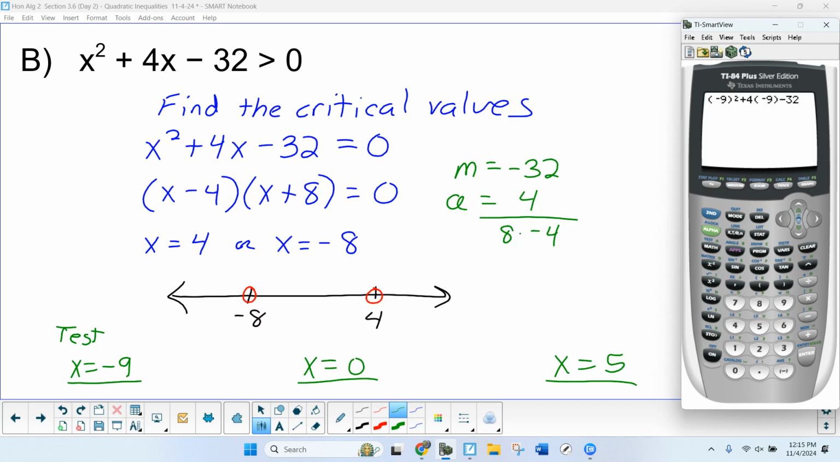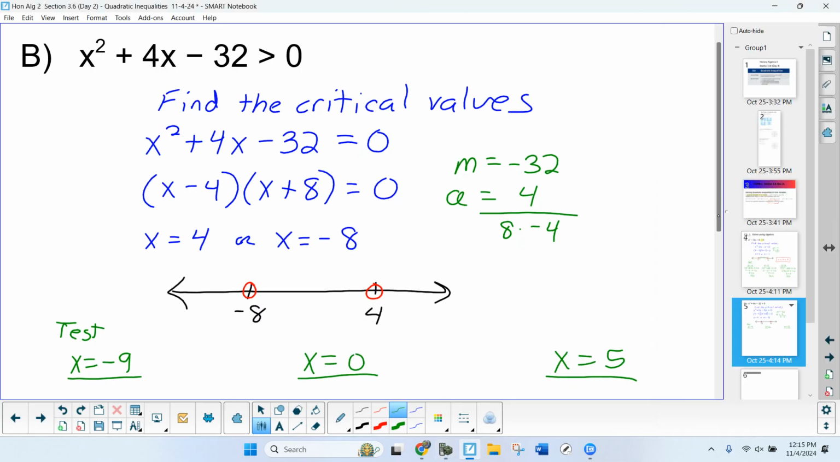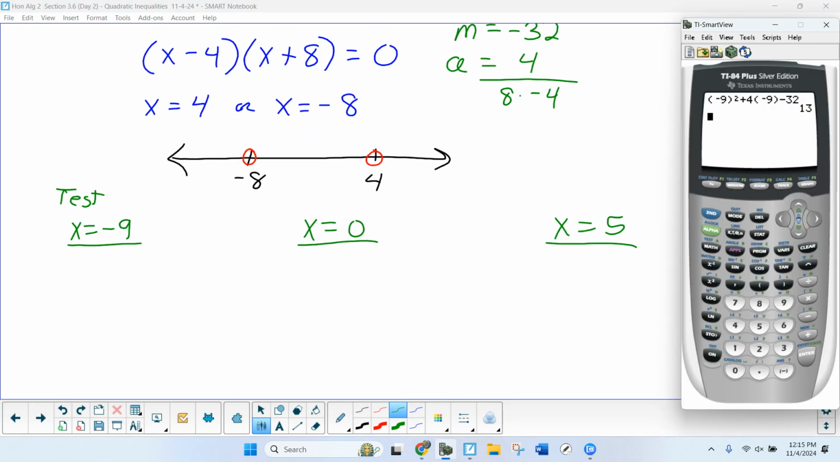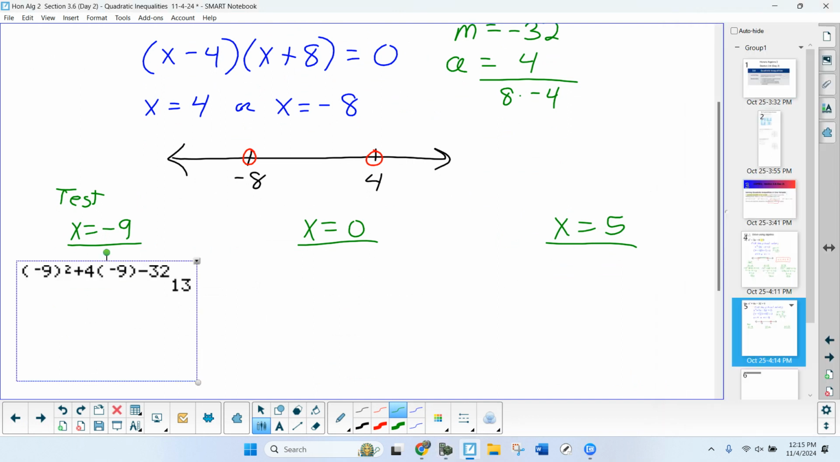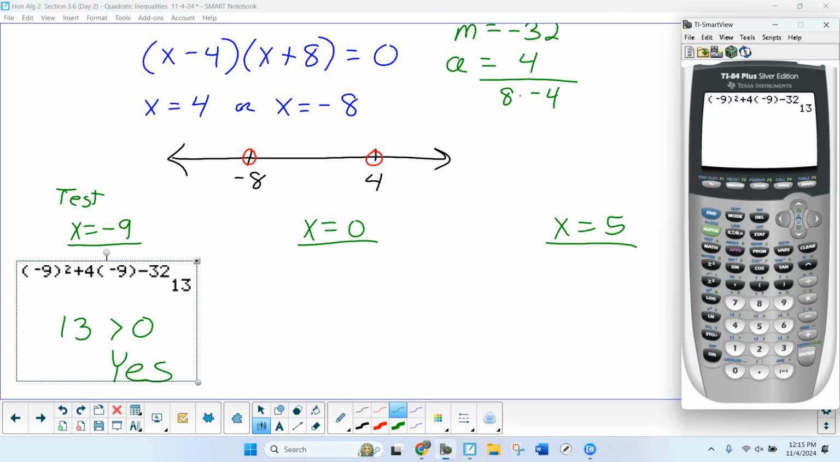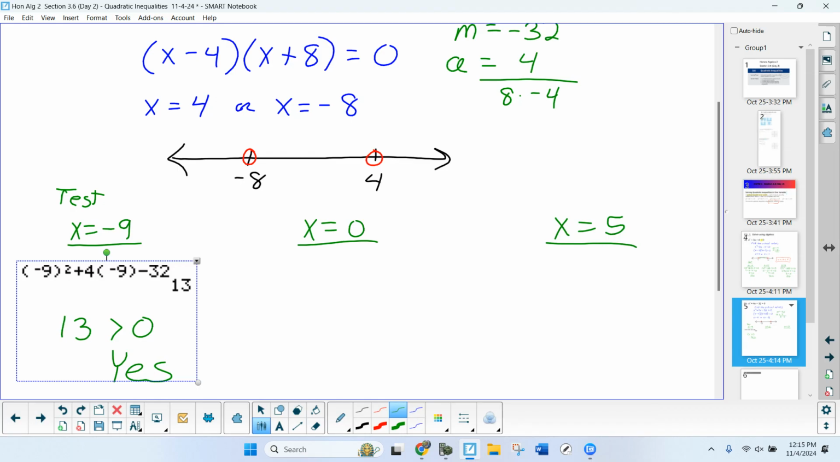What do you guys get for negative 9? Did you get 13? Is 13 greater than 0? What do you guys think? Yes. So 13 is greater than 0, so that's a yes. Okay, let's plug in 0, which you shouldn't even need a calculator for. I'm not even going to use it, because that's easy, guys. What do you get when you plug in 0?